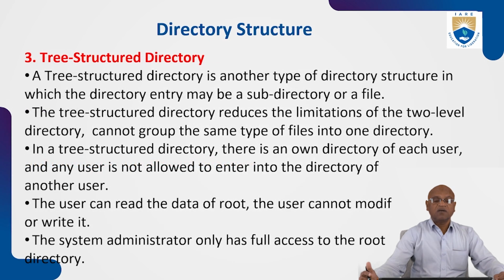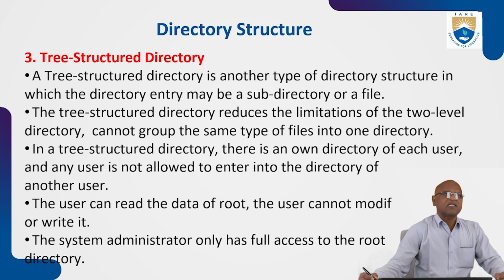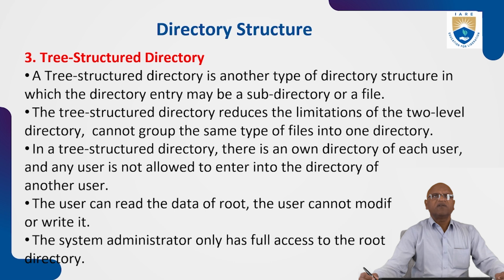If you go a little bit one step ahead, tree structure directory. In the tree structure directory, which is another type of directory structure, the directory entry may be a subdirectory or a file. The tree structure directory reduces the limitation of two-level directories, which cannot group the same type of files into one directory. In a tree structure directory, there is an own directory for each user, and any user is not allowed to enter into the directory of another user.